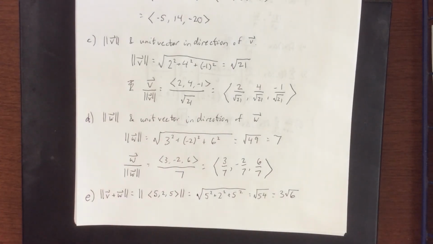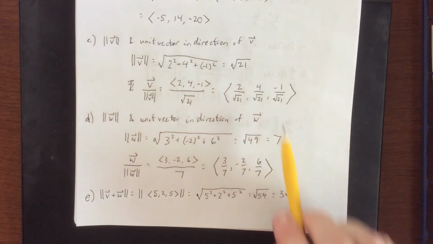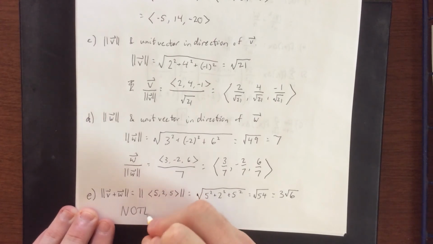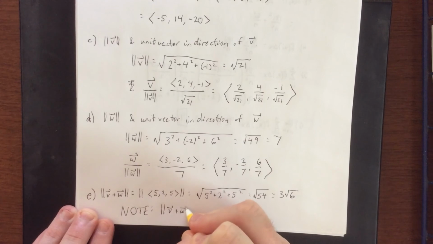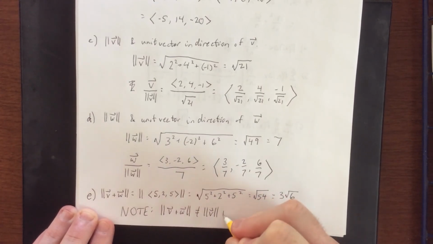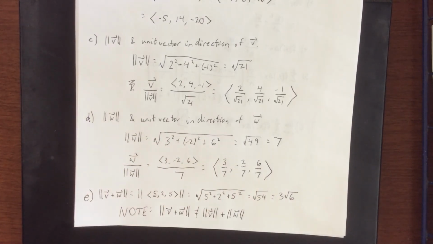You'll notice, however, that if you take the magnitude of v and the magnitude of w and add them together, you do not get 3 square roots of 6. So a big important note to make here is that when we say find the magnitude of v plus w, we are not saying find the magnitude of v plus the magnitude of w. That does not work. They generally are not equal to each other. The only way that they're equal to each other is if the two vectors are pointing in the same direction. Very uncommon that that takes place, but not impossible.